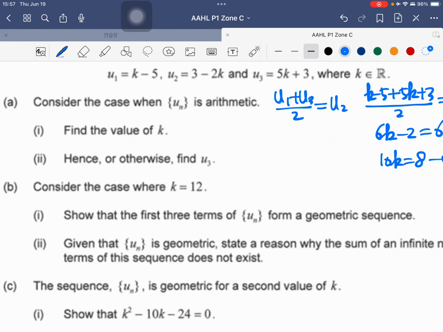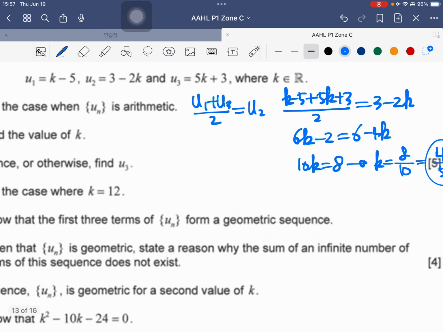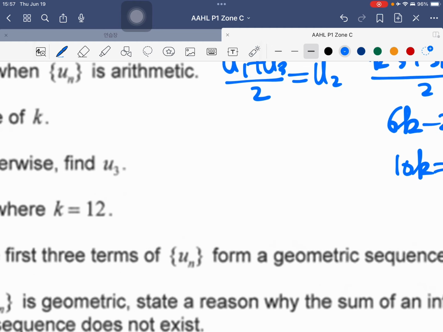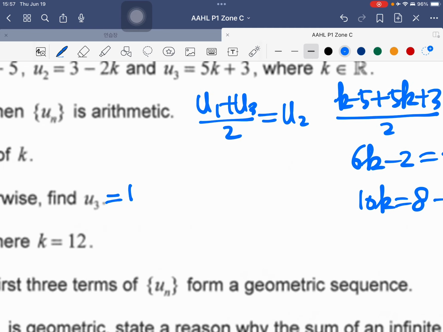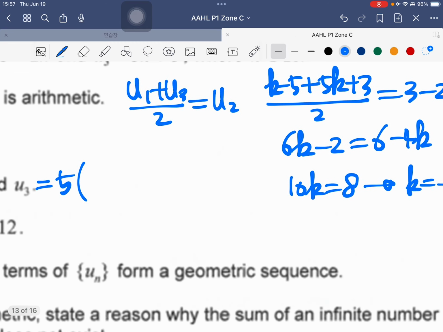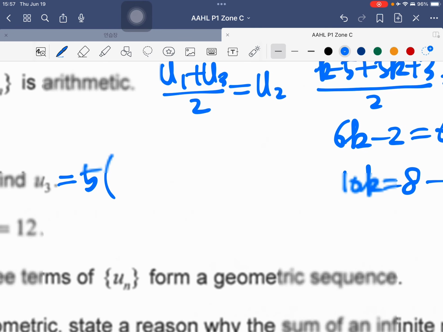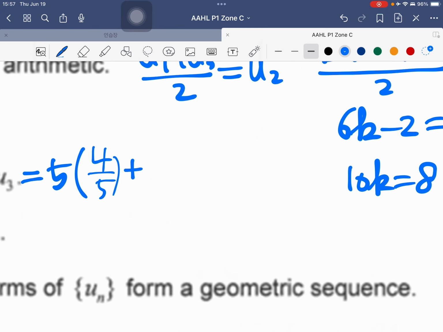Hence or otherwise, find u3. Because we already have k, we can directly calculate u3, which equals 5k plus 3. So 5 times k, we already got the k value, 4 over 5, so 5 times 4 over 5, and then plus 3, so this is u3. So 5 cancels out. 4 plus 3 is 7. So 7 is the answer.